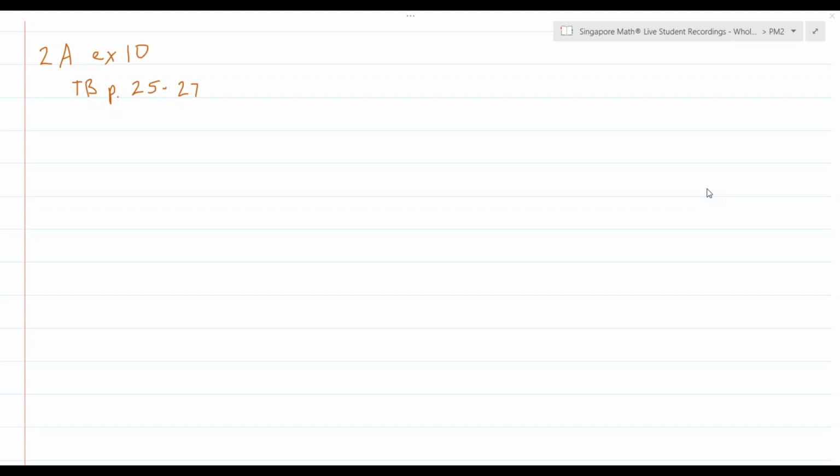Today we're going to talk about Workbook 2A, Exercise 10. We'll look at the textbook pages 25 through 27. This is one of the first assignments where you get to do word problems. Word problems are my favorite part about Singapore math because it's like a puzzle that we have to figure out. Sometimes they're easy, sometimes they feel very complicated, and you have to think really hard.